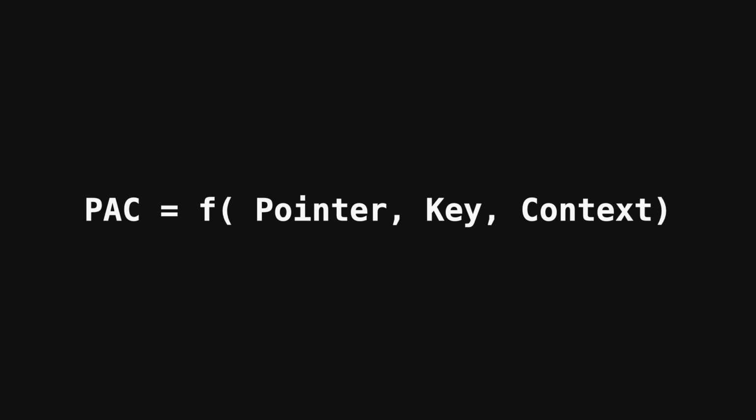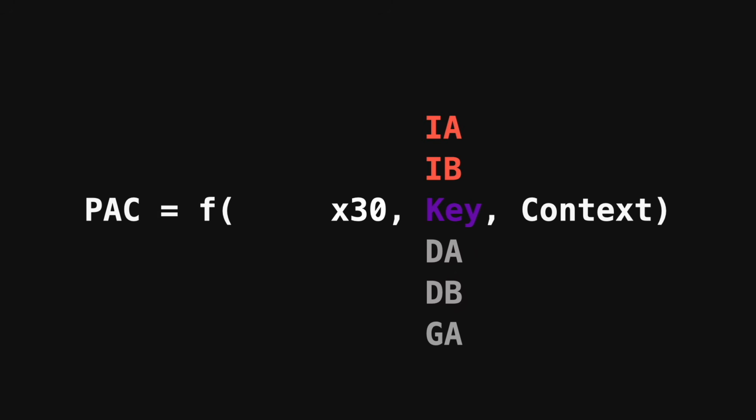PAC stands for Pointer Authentication Code, adding new CPU instructions to sign and verify pointers. At its core, PAC is a cryptographic formula. Let's break down each component. The pointer is the address we want to protect, for example, the return address at x30. A key is a 128-bit secret stored in hardware registers. There are 5 different keys: AA and AB for signing instruction pointers, DA and DB for signing data pointers, and GA for signing generic data.